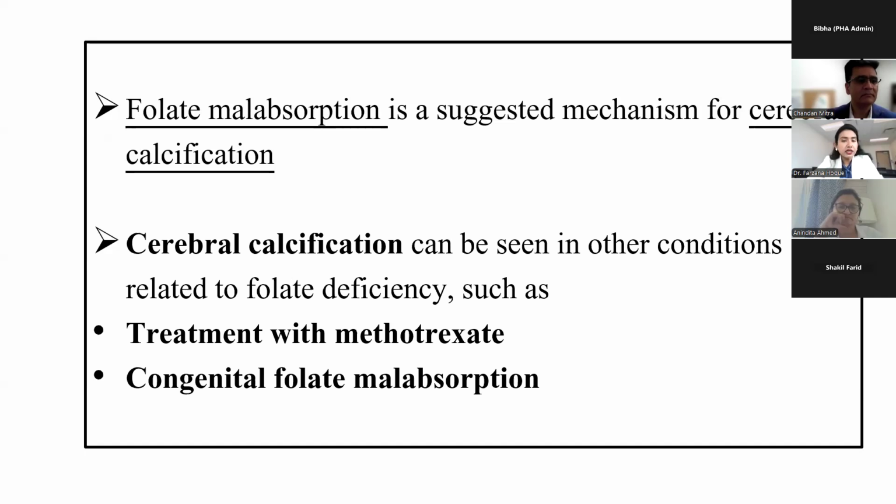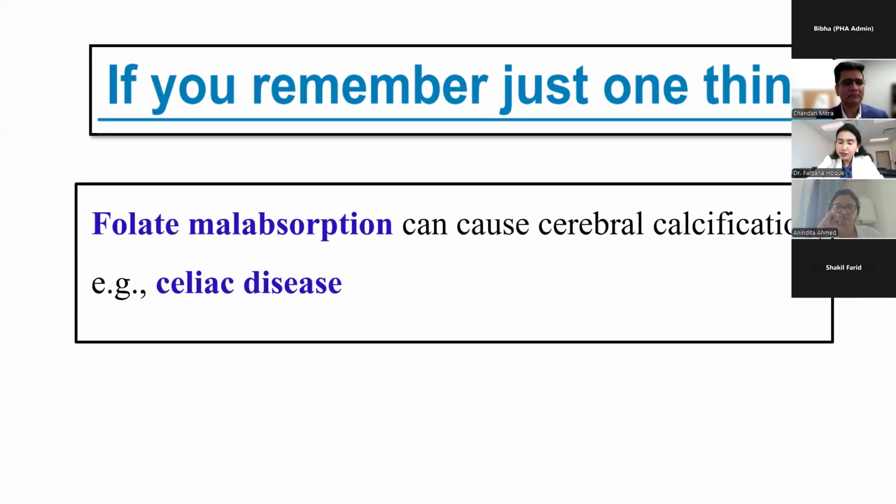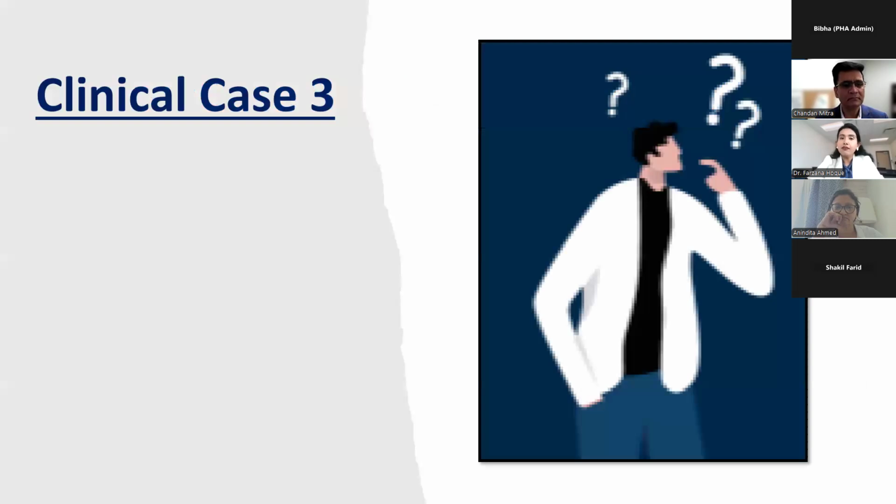Cerebral calcification can also be seen in other conditions related to folate deficiency, such as when patients are getting treatment with methotrexate, and also congenital folate malabsorption. If you remember just one thing from this second case, folate malabsorption can cause cerebral calcification, such as in celiac disease. I will now invite one of our expert panelists to share a few points about this second case before proceeding to the third clinical case.